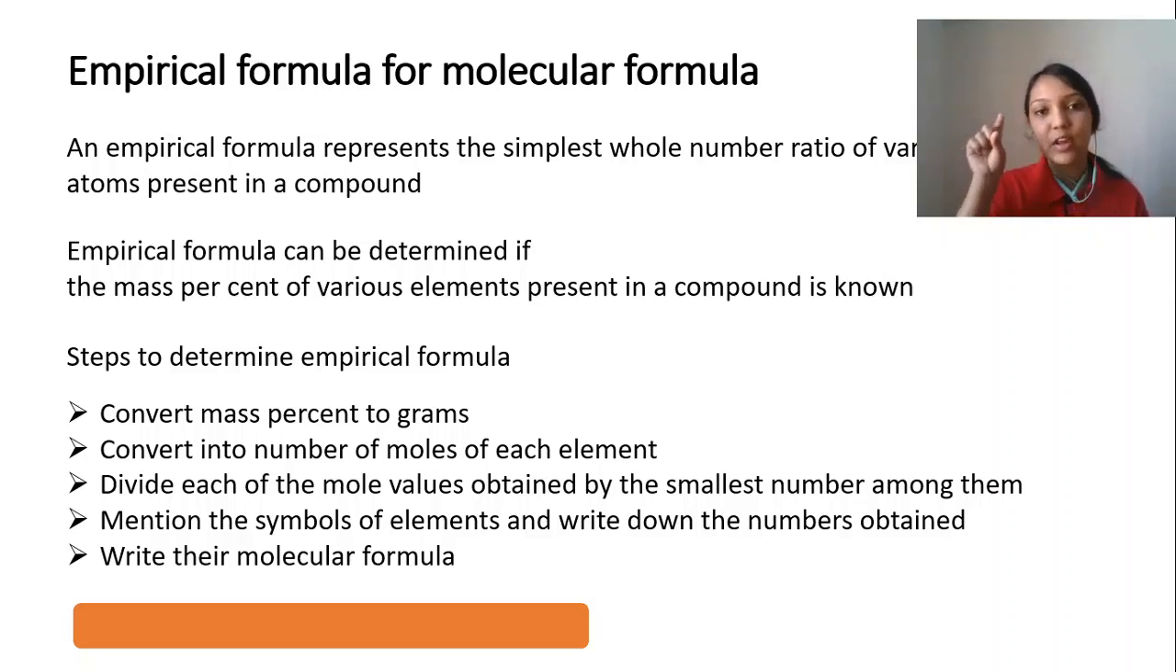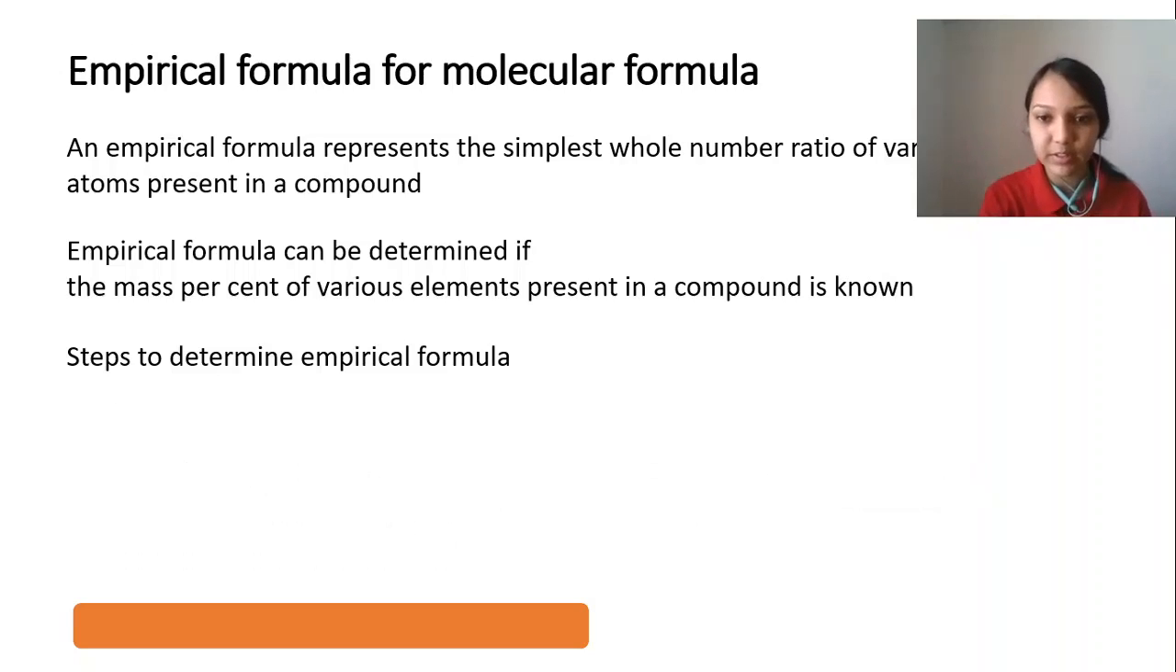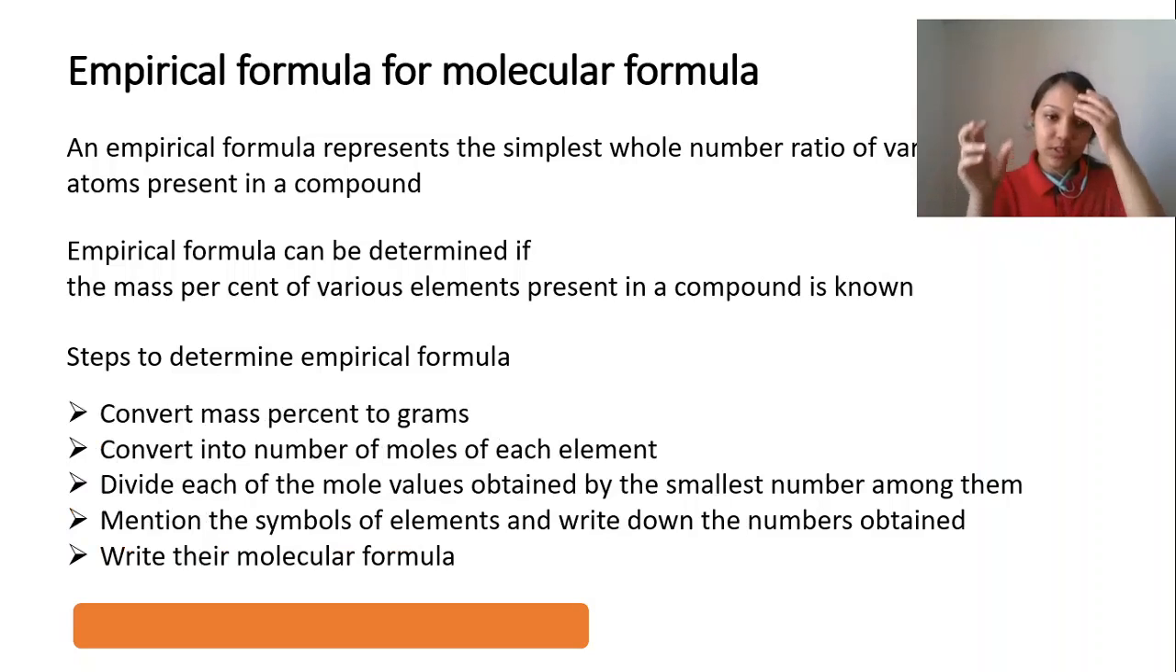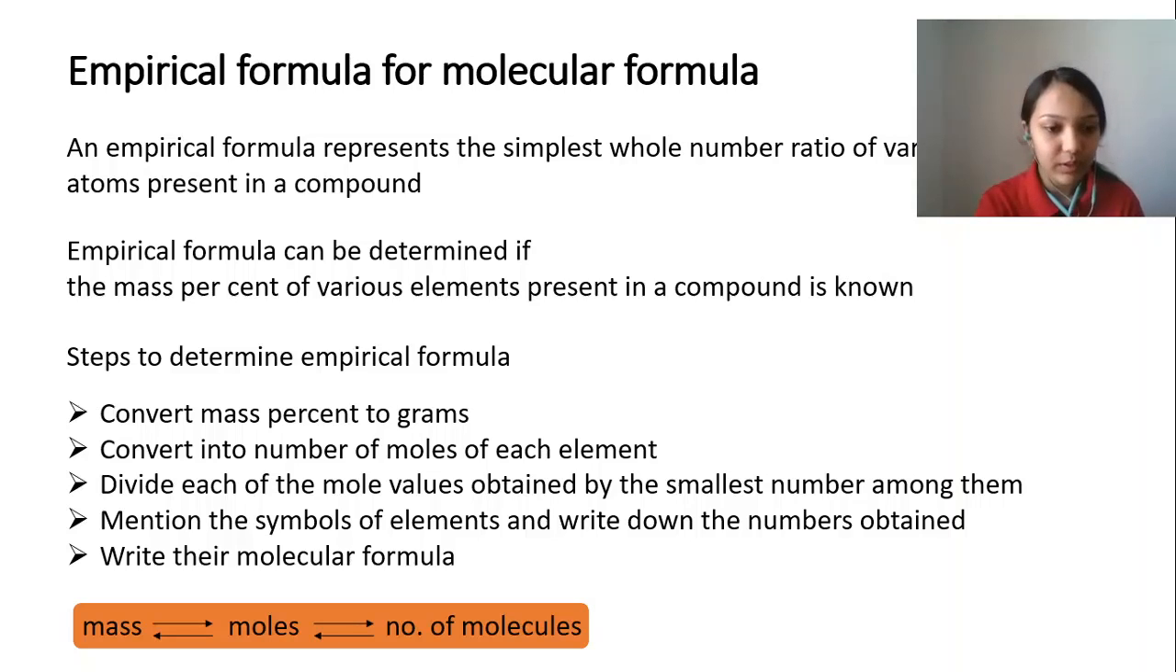Now mention the symbols of the elements present in it. If it's ethanol, you have C2H5OH. So you mention the symbols, C for carbon, H for hydrogen, write down the numbers obtained along with them, and then write the formula. Interestingly, mass, moles and number of molecules are all interconvertible.